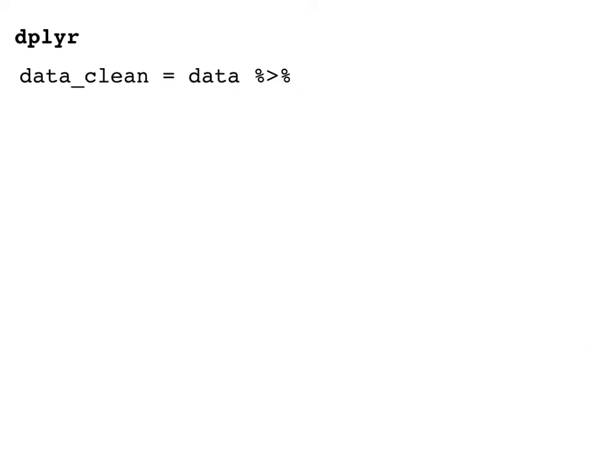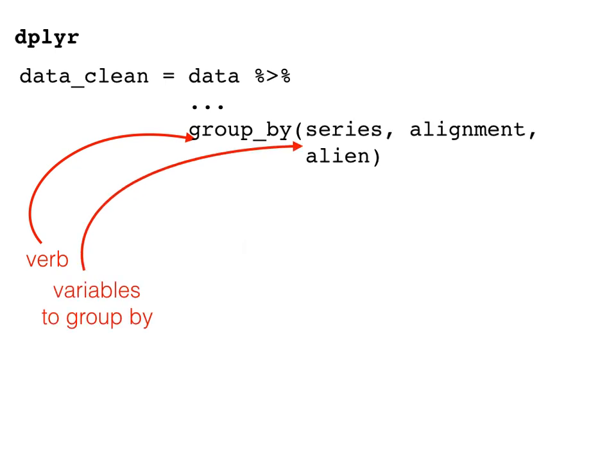Here's the beginning of our data clean variable. Since there's a lot of code in this call, I'm just going to skip down to the new part of the code. You can assume the other code is also there, just hidden for now. First, we have a group by call, which should be familiar to you. Then, we list the variables we're going to group by. Here, series, alignment, and alien.